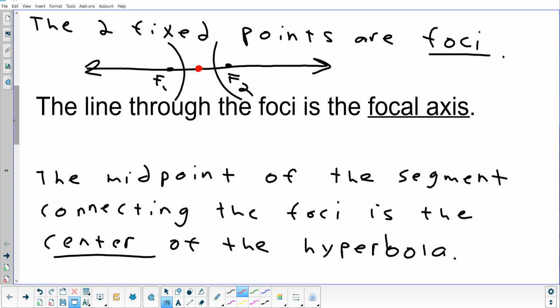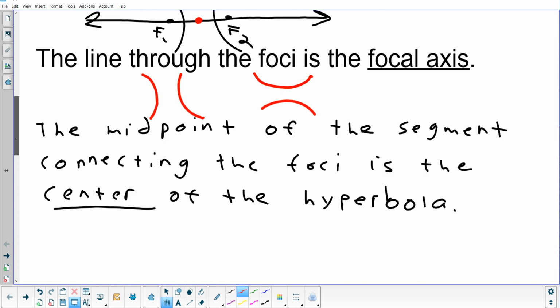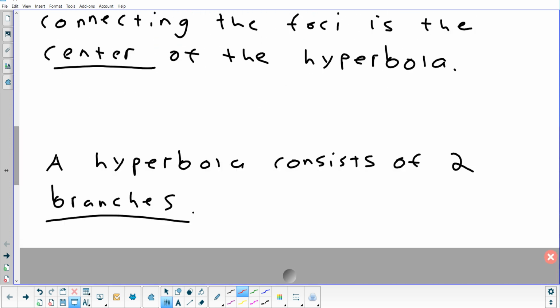Now, this is the only conic section that's actually two separate pieces. Every other conic section you can draw just by putting your pencil down, sketching it, and never lifting it. A hyperbola, you can't do that. There's two parts to it. The two parts either look like this, or they look like that. Those are the two cases. Those parts are called branches. So you either have a left and a right branch, or a top and a bottom branch.